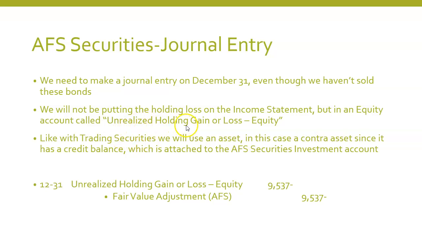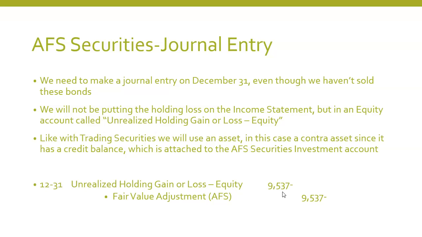We will not be putting the holding loss on the income statement, but in an equity account called unrealized holding gain or loss dash equity. So we have to have that word equity right in the account name. That fair value adjustment account will be a contra asset since it will have a credit balance since we have a loss. So we're going to debit, just like a loss or an expense, unrealized holding gain or loss dash equity $95.37.